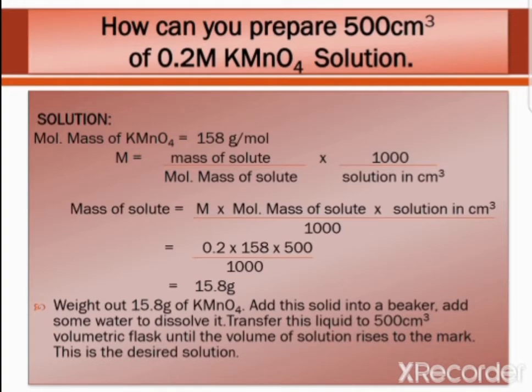This means we will weigh out 15.8 grams of KMnO4, add this solid into a beaker, add some water to dissolve it, then we will transfer this liquid to 500 cubic centimeter volumetric flask and will continue adding water until the volume of the solution rises to the mark. This is the desired solution.